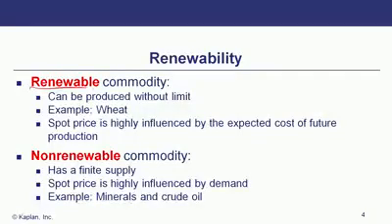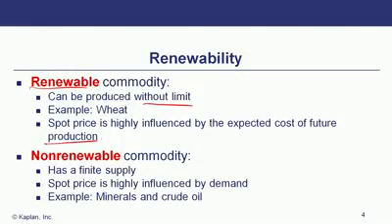So renewable is something that can be produced without limit. So you can think wheat, we can grow wheat all the time, and it may require, for those of you who are really green, that we have some sort of crop rotation strategy, those types of things, but nonetheless we can produce wheat infinitely, right? So going forward, the spot price here is going to be highly influenced by the expected cost of future production. So what is it going to cost to produce wheat?